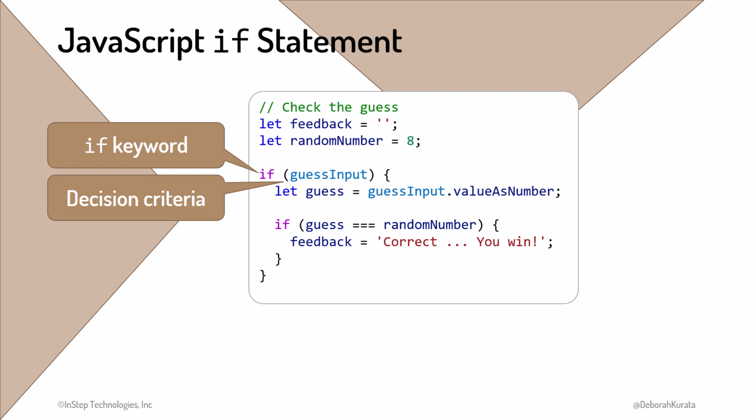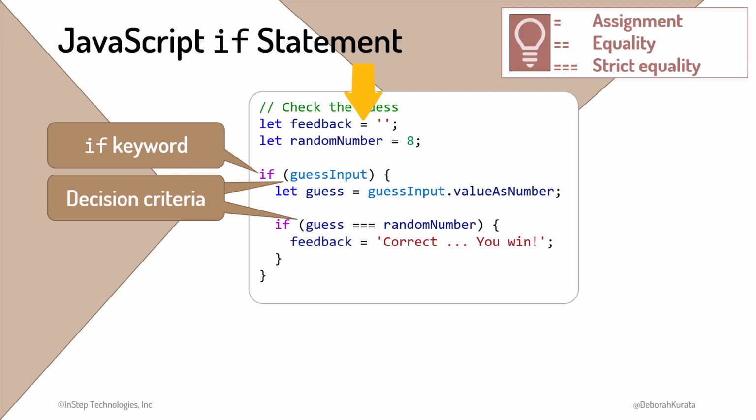Inside the first if statement, we have a second decision. In this second example, the decision criteria asks if the value in the variable guess equals the value in the variable random number. Notice the triple equal. In JavaScript, a single equal is an assignment, as shown here. A double equal is equality, basically comparing the variable values to determine if they are equal.